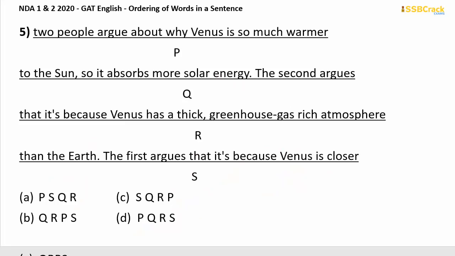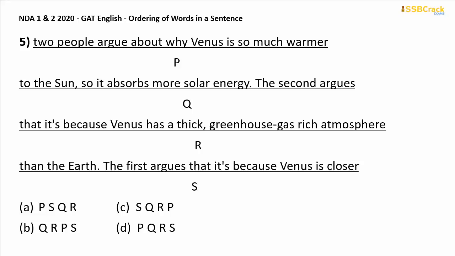Now we go to the next one. Two people argue about why Venus is so much warmer to the sun so it absorbs more solar energy. The second argues that it's because Venus is a thick greenhouse gas rich atmosphere than the Earth. The first argues that it's because Venus is closer. So I'll give you two connecting links. Can you see here that warmer? This is a comparative degree of adjective. So it will always be followed by than, right? So here you are, than.